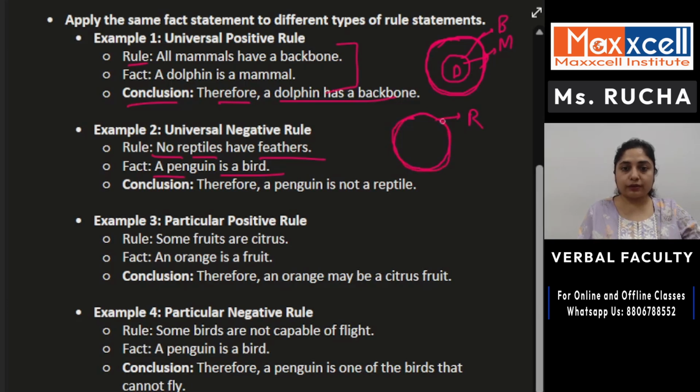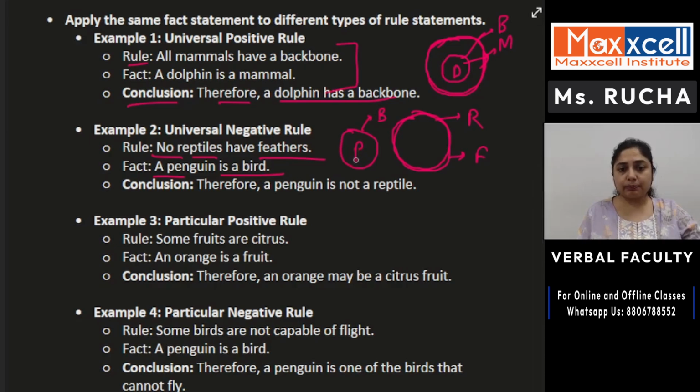Again, all of them have feathers too, right? Penguin is a bird. So for penguin, we have to draw another circle, right? This is a circle of birds and penguin is a bird. Now, what do we mean by this?